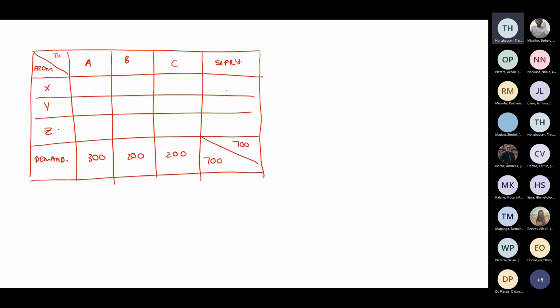So when we're doing the table, it only works when the supply and demand are equal. I'll show you how to fix it if they're not equal a little bit later. So just be very careful about that. The fact that this is 700 and this is 700 is a requirement for the table. If it doesn't happen, you have to fix your table.